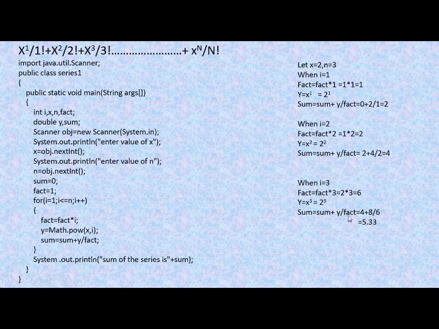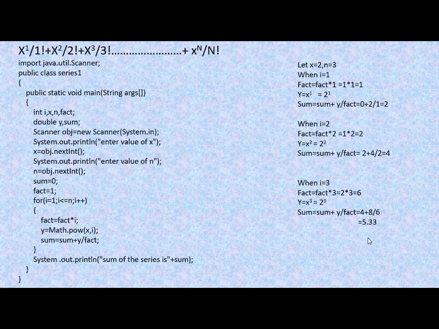Now the sum will be equal to sum plus y by fact. So y is equal to 8 and fact is equal to 6. So that will be equal to 4 plus 8 by 6, because the sum's value is 4. So finally we got the sum's value as 5.33. So this is the dry run of this code.